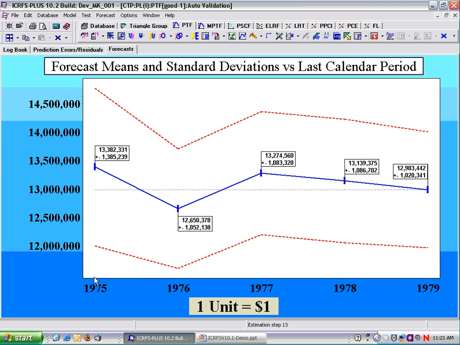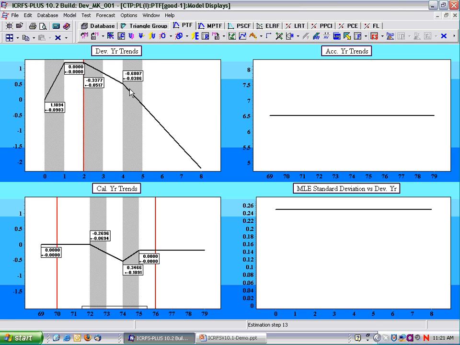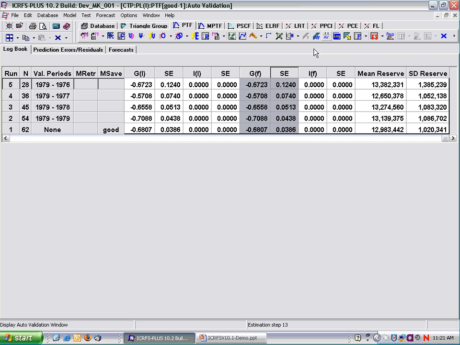If you're sitting with your motor car at the end of 75 without having any of the data of 76, 77, 78, and 79, the mean of the reserve distribution is 13.382 and the standard deviation is 1.385. Very much the same. If we go back to the logbook, we actually see the way the trend since development year 4 changes as you move years. Let's go back to the model display. We have a trend of minus 68% plus or minus 3.8% from 4 to 8. How does that parameter change as you remove years? Well, if you remove 4 years, it becomes minus 67.23 plus or minus 12.4.